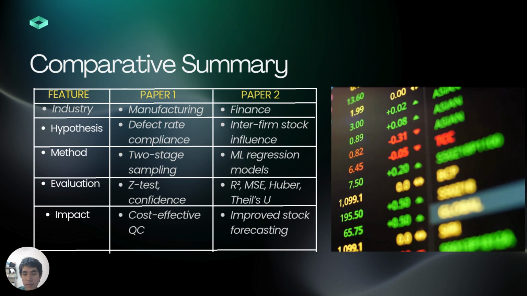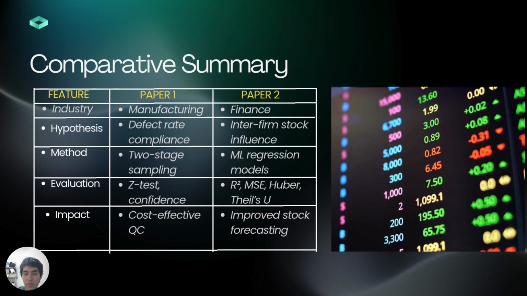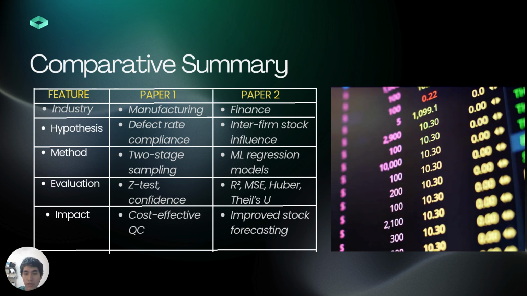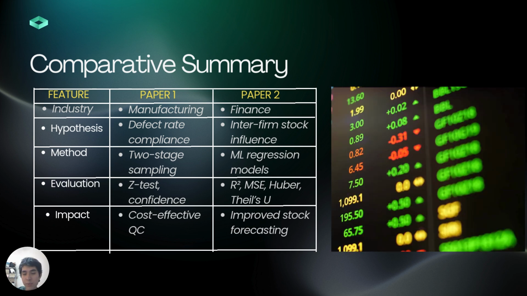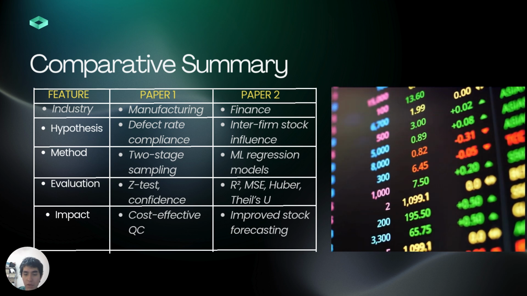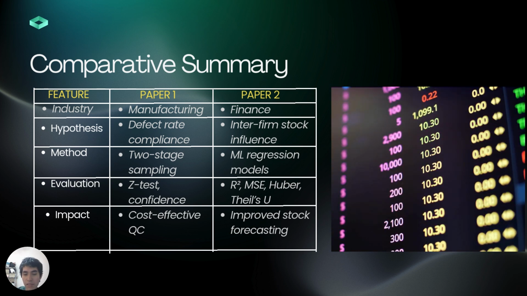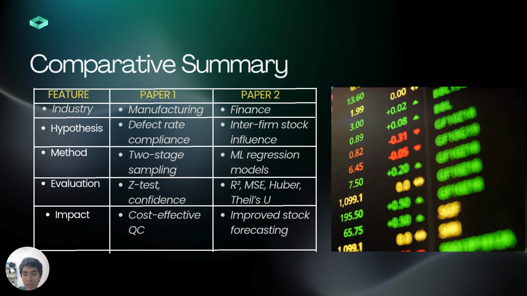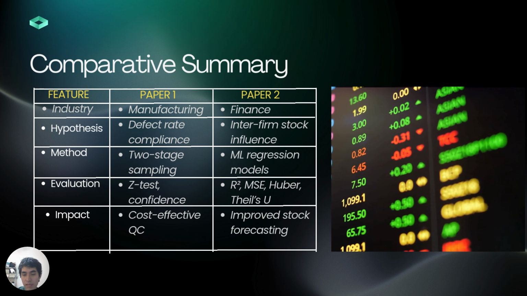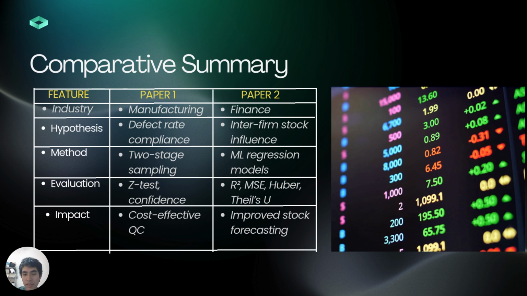The evaluation in paper 1 focused on defect thresholds and confidence intervals. Paper 2 used R square, MSE, Theil's U, and others. The impact in manufacturing was more efficient inspections, in finance, better model reliability, and despite their differences, both studies rely on the same principle, using data to test assumptions before making decisions.